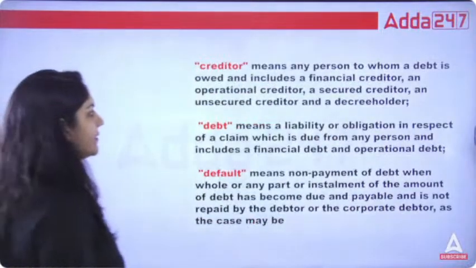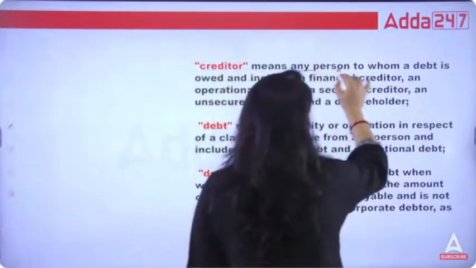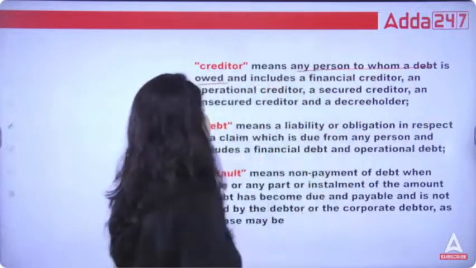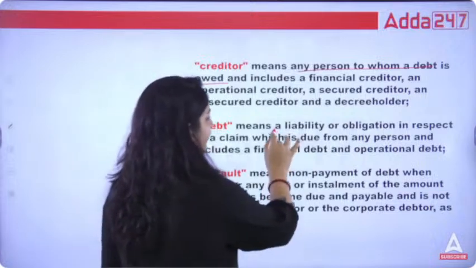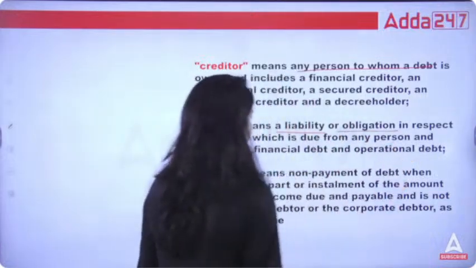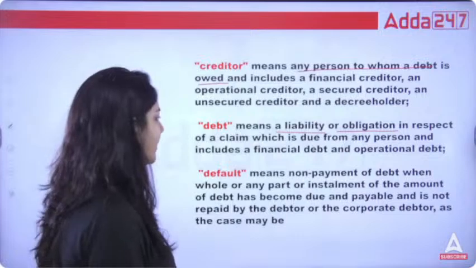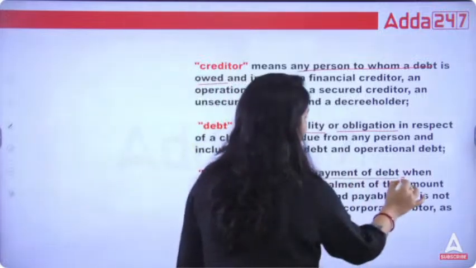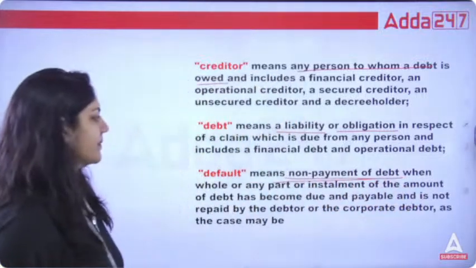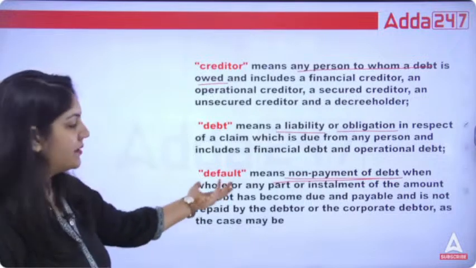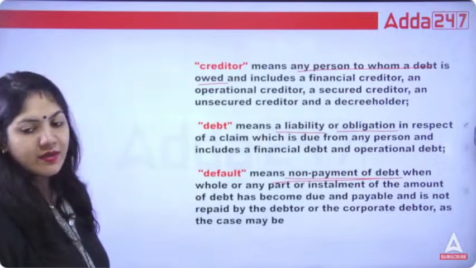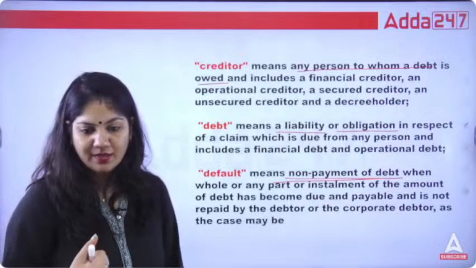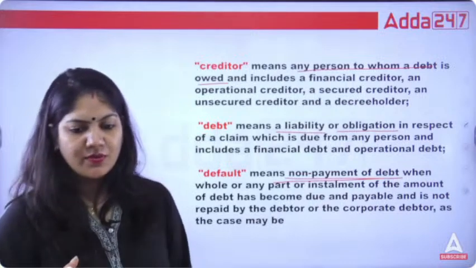What is creditor? Creditor means any person who wants money. That is called creditor. Debt is any liability and obligation. That is called debt. Default is non-payment of debt. That is called default.